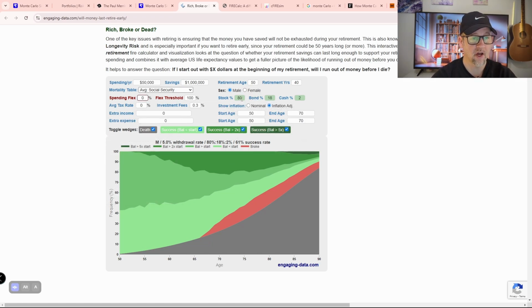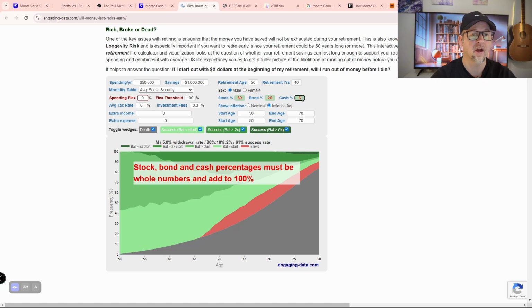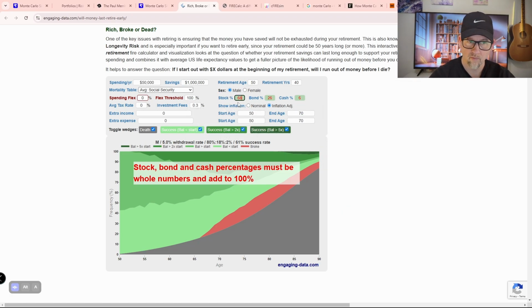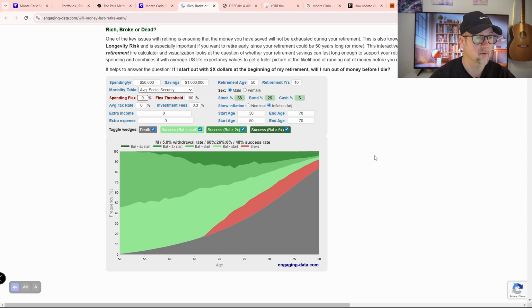So stocks, because they don't have a very good allocation here, they don't have gold or anything else that I could put in, I'm just going to go with the 80% stocks. Actually, I'm going to change this. 26% bonds, 6% cash. So 26 plus 6 is 32, minus 100, 68. Okay, so now we got it balanced. All right, extra income, I don't have any extra income. There's no Social Security in here, I don't believe. Let's see what this says.